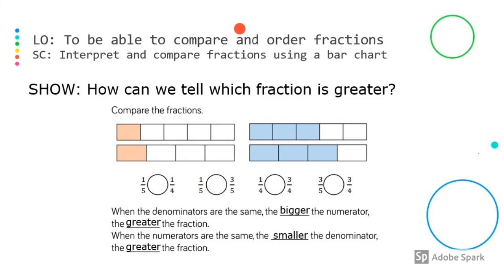Now, those of you with sharp eyes may have noticed that when the denominators are the same, so the bottom number is the same, the bigger the numerator, the top number, the greater the fraction. When the numerators are the same, the top number, the smaller the denominator, the bottom number, the greater the fraction.